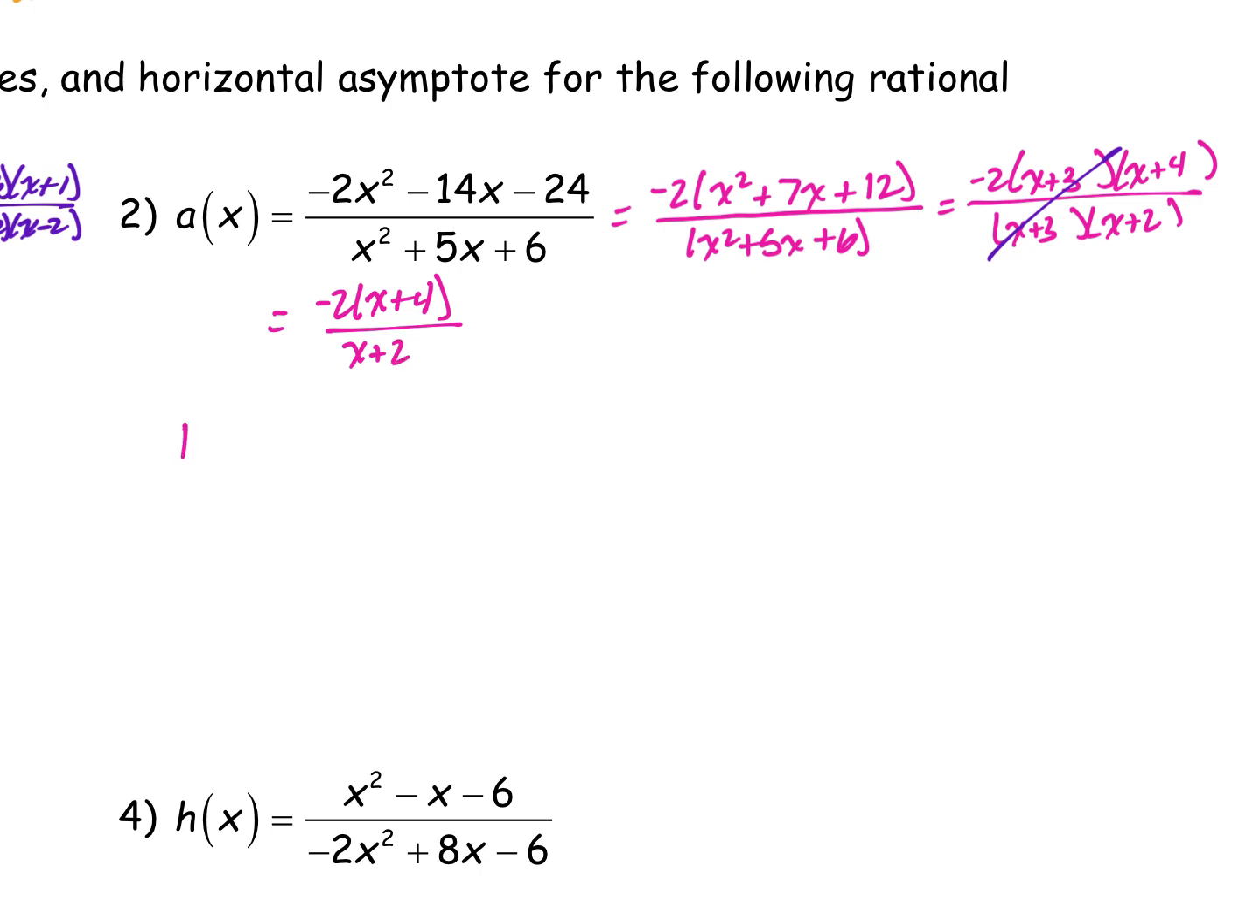So I do have a hole. I have a hole at x equals negative 3. And how do I tell where that's at? I take the negative 3 and plug it in wherever there's an x in my simplified equation. So I've got negative 2 times negative 3 plus 4 all over negative 3 plus 2. Negative 2 times 1 all over negative 1. Negative 2 over negative 1. So that should be 2. Yeah, that should be right.